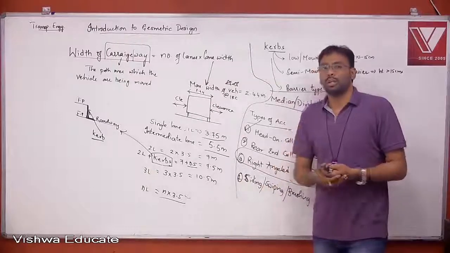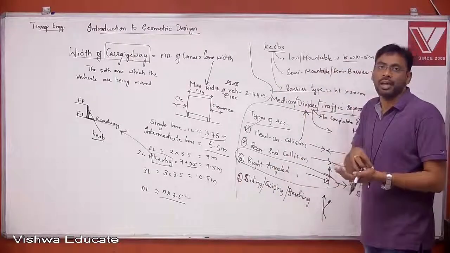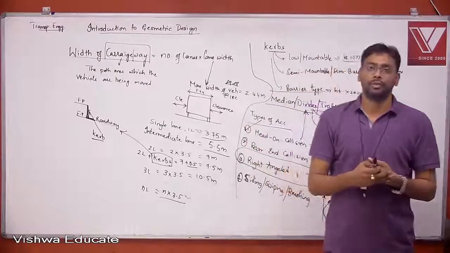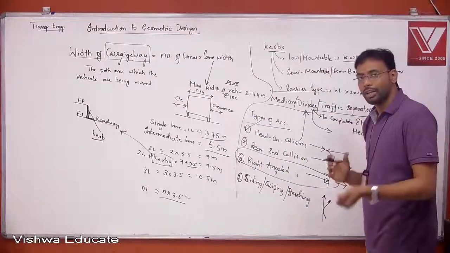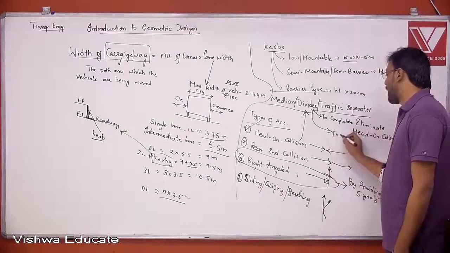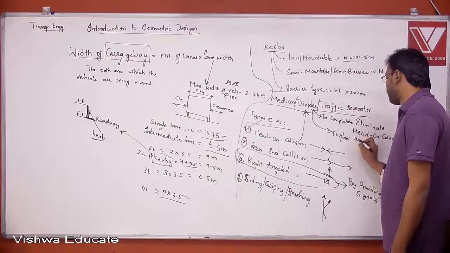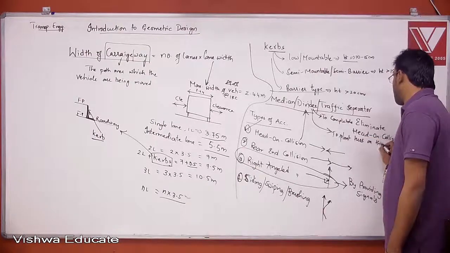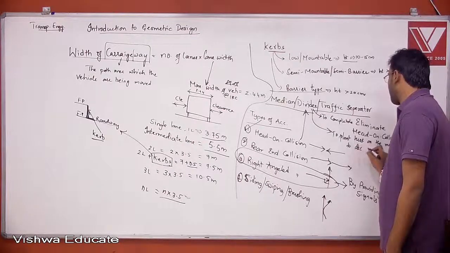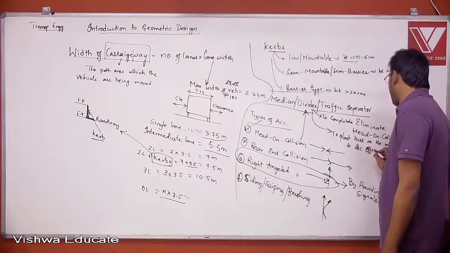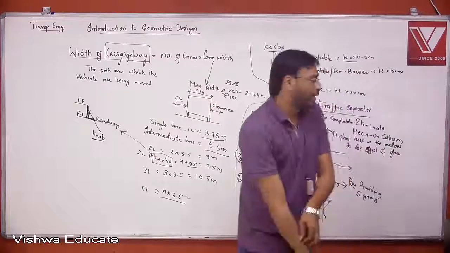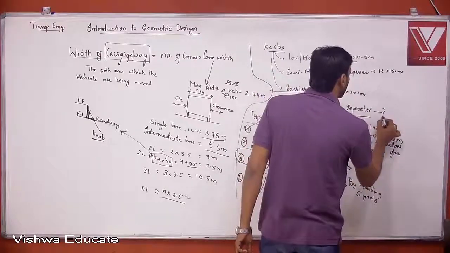So what we do is we plant trees in the median so that the trees will be obstructing the light rays. So your glare effect will be decreased. So the other purpose is to plant trees on the medians to decrease the effect of glare. Right?